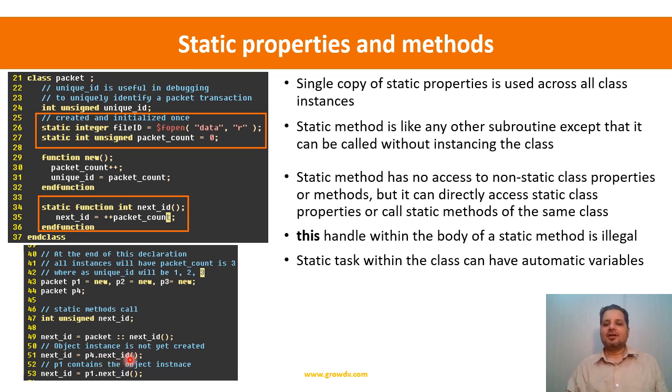So that is the speciality of the static methods. And then, you can actually have automatic variables within the static task as well. So if you want to call a static method in a reentrant way, you can create automatic variables and still be able to use it. So that is still possible as a use case.